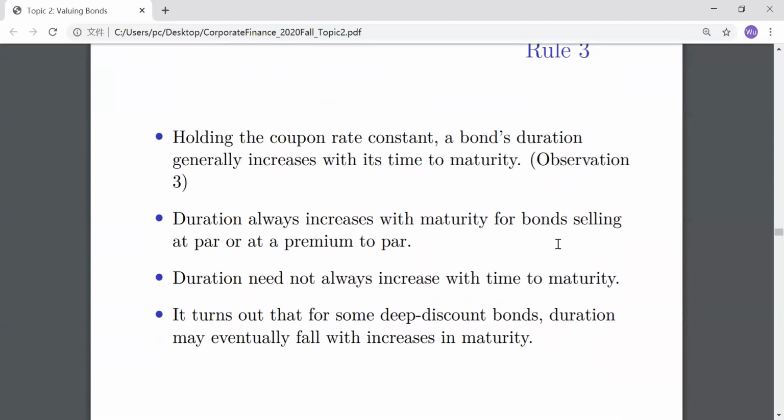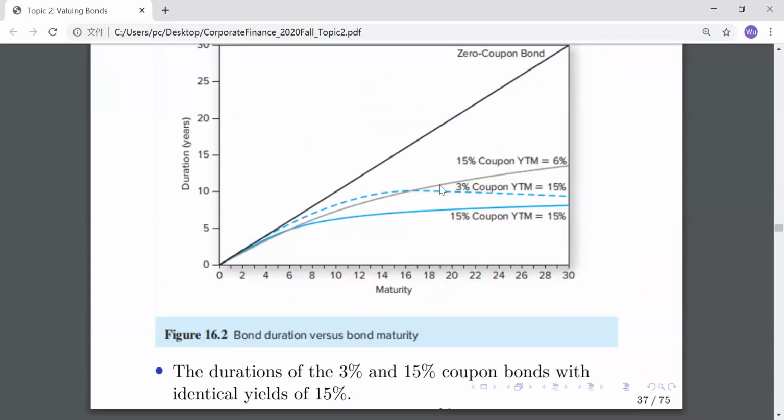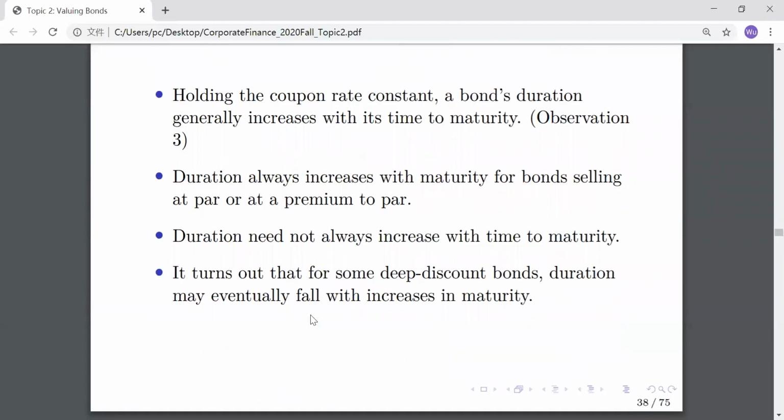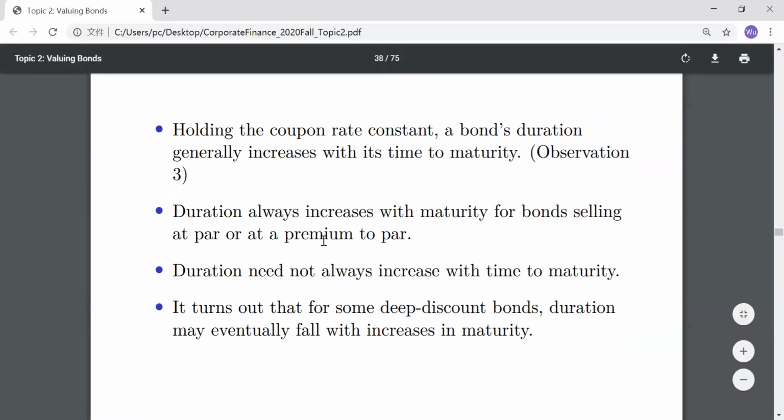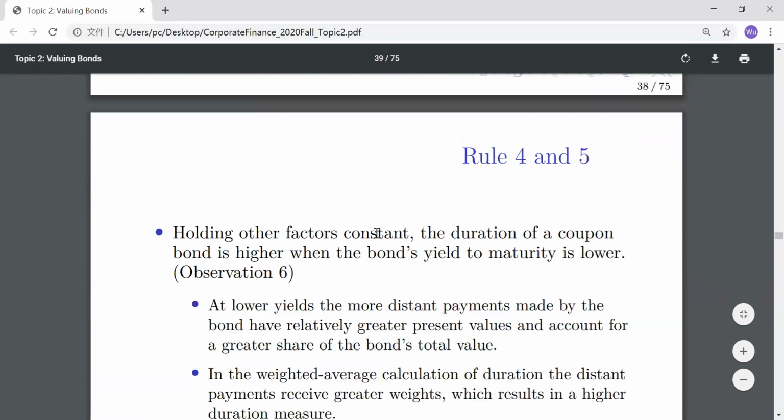And duration does not need to increase with time to maturity. For example, if you look at this bond here, when the maturity is longer and longer, the duration actually slightly decreases. So for certain deep discount bonds, the duration actually falls with increases in maturity. This is the extreme case. But in general, duration increases with maturity. And this holds for bonds that sell at par and also at a premium to par.